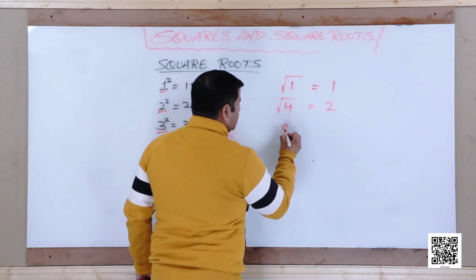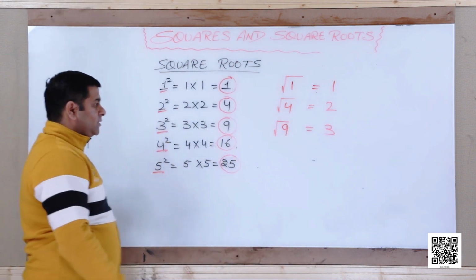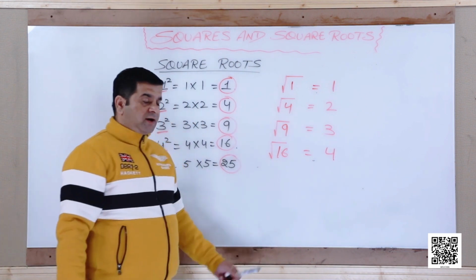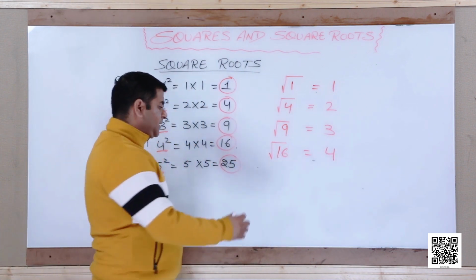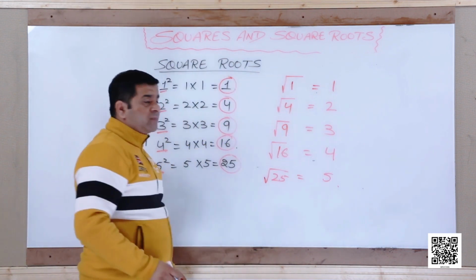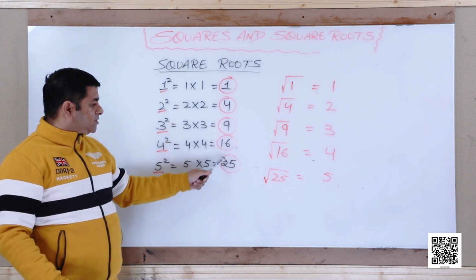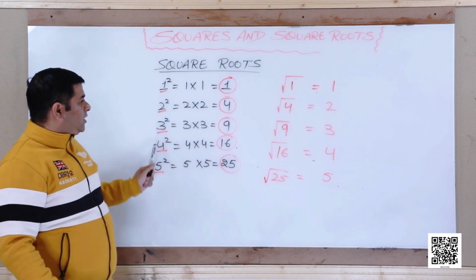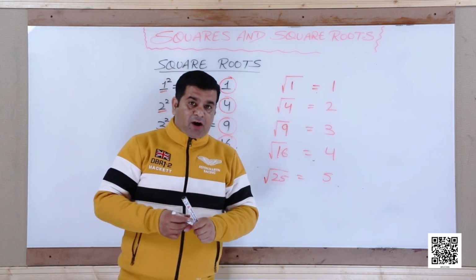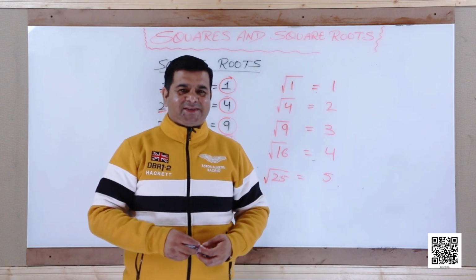Similarly, the square root of 9 is 3, and the square root of 16 is 4, because 4 times 4 is 16, and the square root of 25 is 5. So you can clearly see the difference. These are called the square numbers, and these are called square roots. Now we will study how to find square roots of square numbers. Let's go.